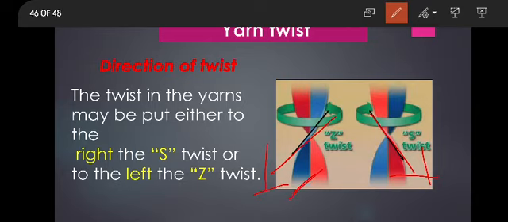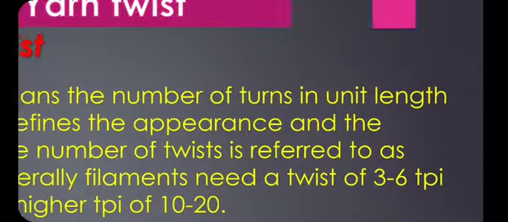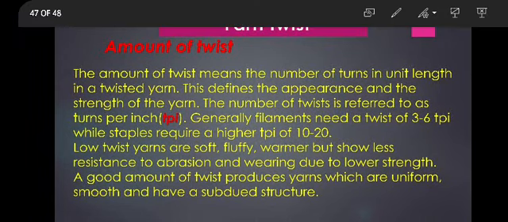This is the Z. We can make it Z. If it is in this direction, we can make an S. So this is the direction of twist. The right is the S twist and the left is the Z twist. Then the amount of twist, or the twist per inch. It is the twist that can be seen in a unit length of the yarn. This is important: the unit length of the yarn.